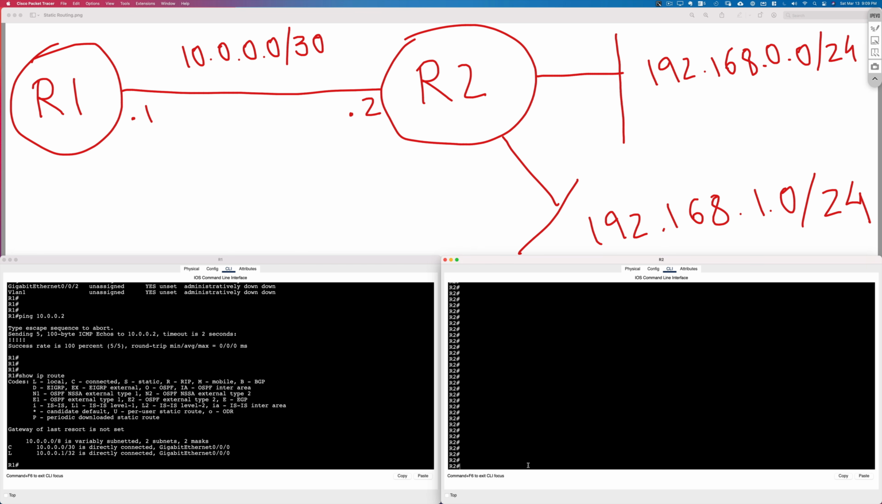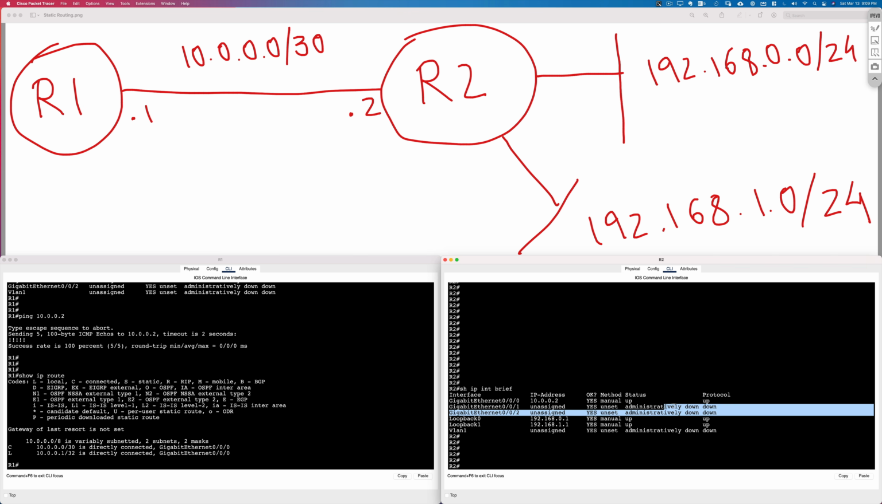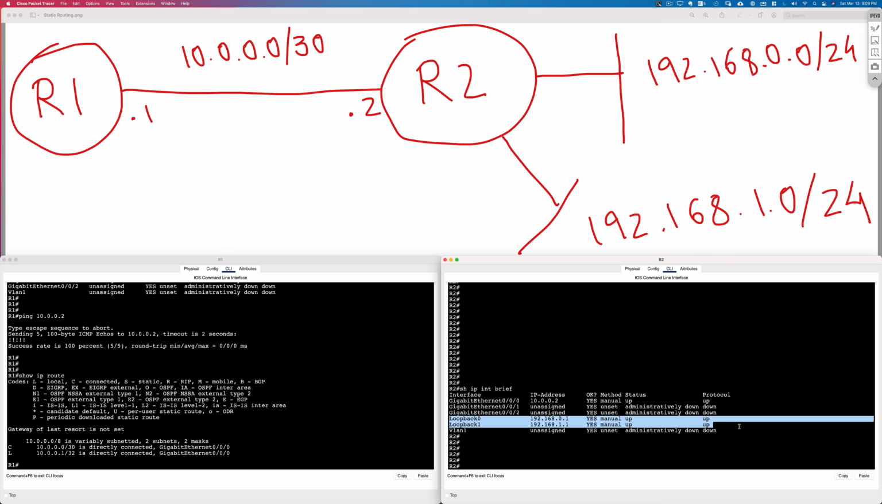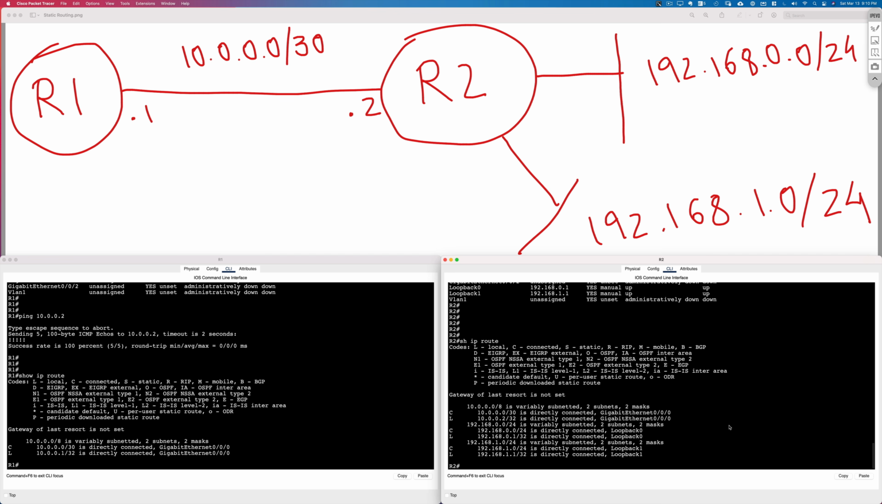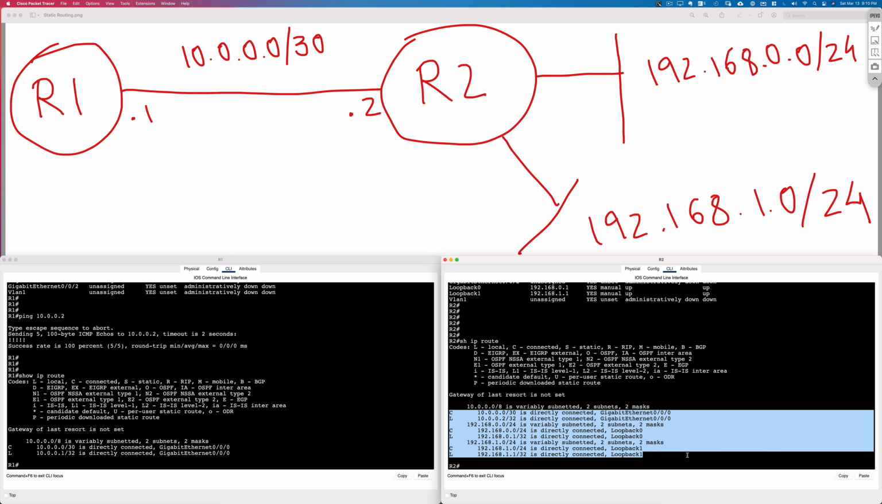Before we do anything, let's quickly jump to router 2 and look at show IP interface brief, to make sure everything is up and running. And indeed it is. I'm representing these routes as loopback interfaces because it doesn't really matter. I could have other layer 3 devices hanging off of this router if I wanted to, but I'm just trying to simplify the configuration here, and it doesn't make any difference whatsoever. Let's quickly take a look at show IP route. If I do that, I will see a bunch of routes that I've specified.